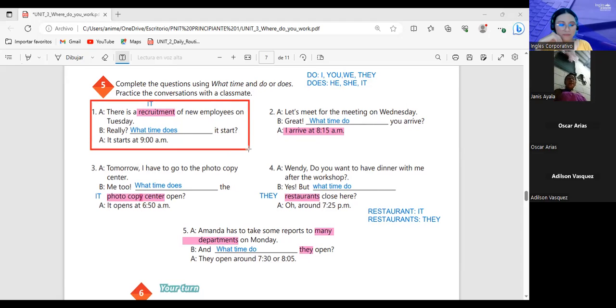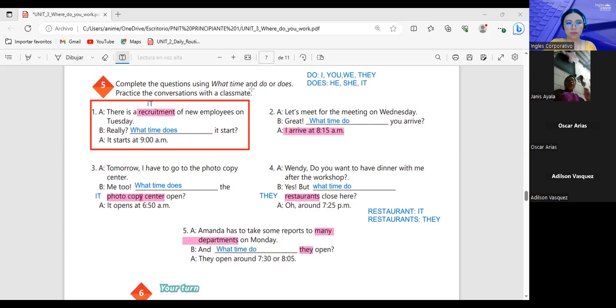There is a recruitment of new employees on Tuesday. Really? What time does it start? It starts at 9 a.m. ¿Qué pasó? De repente vi que ya no siguió leyendo. Continue, don't you worry. Really? Ahí se quedó, really. Really? What time does it start? It starts at 9 a.m.